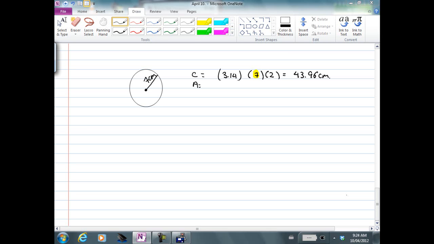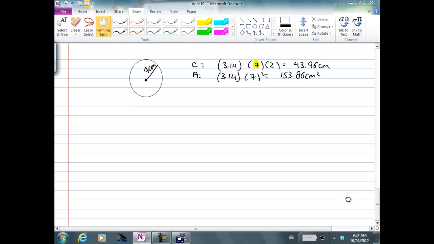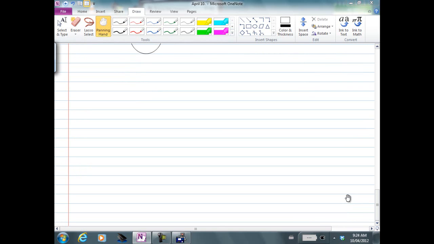Keep it simple. Harneet, what's the last one going to be? Pi times 7 squared. And what do you get, Harneet? 153.86 cm squared. Guys and gals, that is called circles. I'm going to give you some homework questions to work on. And once you finish this, you're done for today.